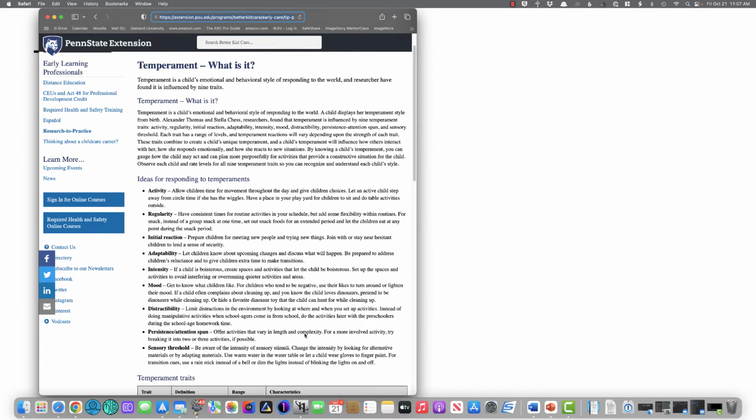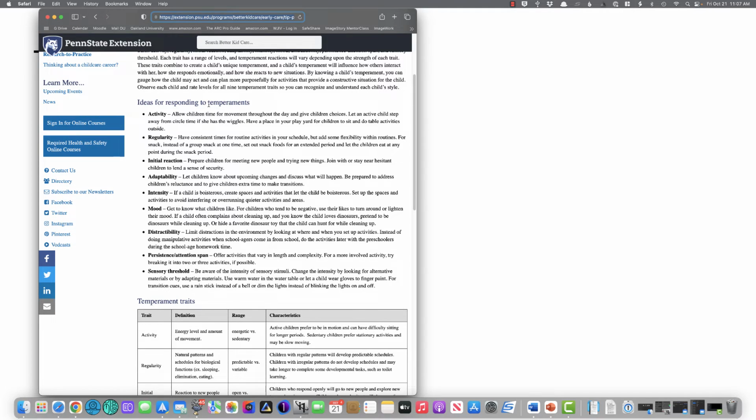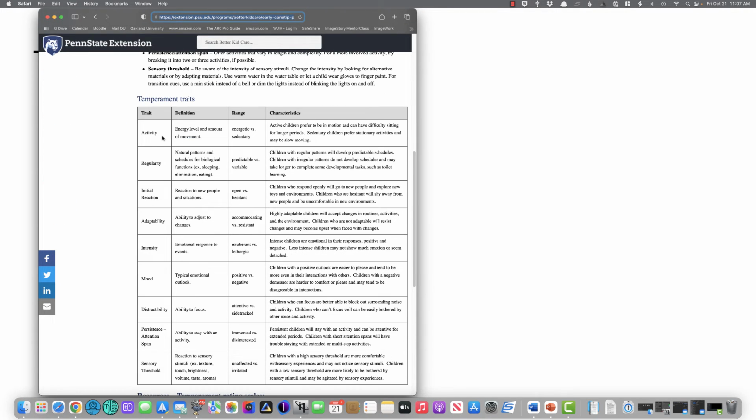But I think they do this in the opposite direction that they should. Then they give you ideas for responding to various different kinds of temperaments. And one thing to think about is what makes children's temperaments difficult for a teacher or a daycare provider or a caregiver of any sort. What kinds of things? Is it high activity, low activity? And part of that depends, of course, on the caregiver, on their personality too.